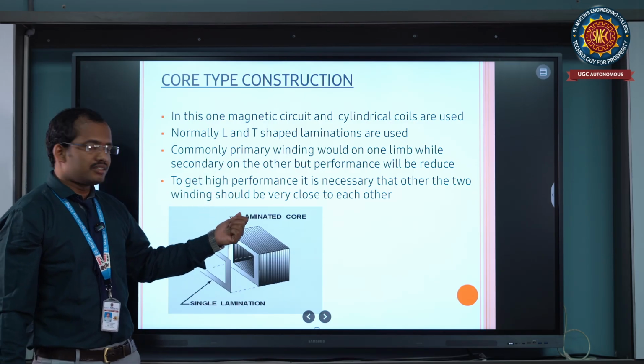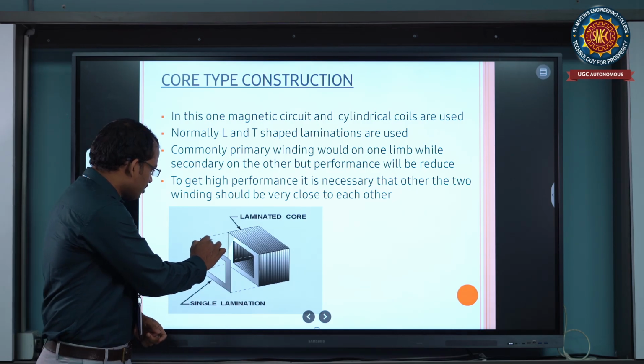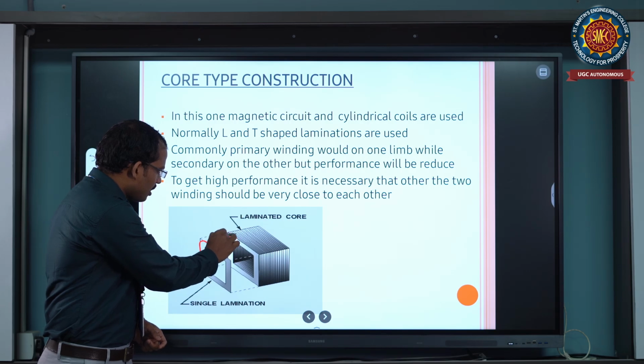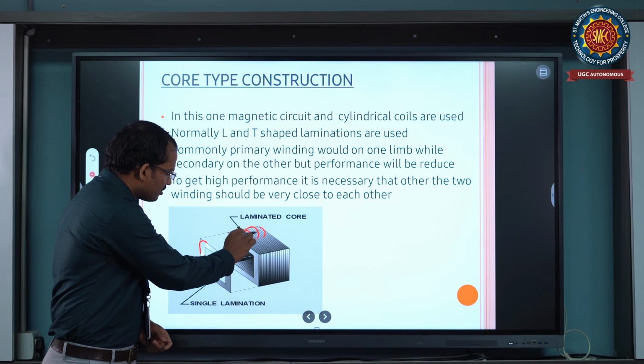This is the core type construction of the transformer. We have already discussed the shell type and core type. This is the number of layers of the transformer. This is layer 1, and each layer is sandwiched one by one with the number of layers.